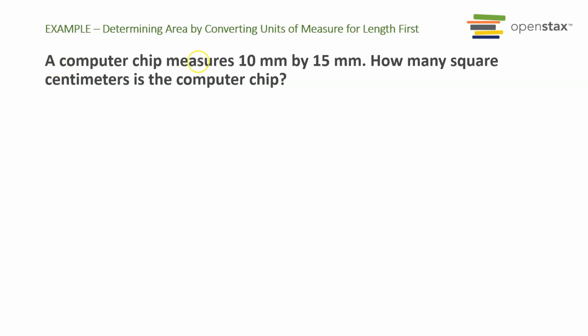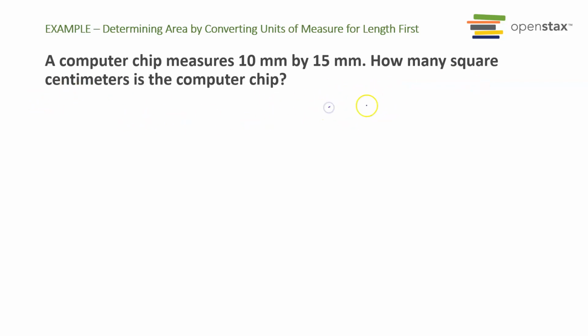Now, a computer chip measures 10 millimeters by 15 millimeters. So this is pretty small. Remember, a millimeter is 1,000th of a meter, and it's 10 times smaller than a centimeter, right? So these are very small. How many square centimeters is the computer chip?